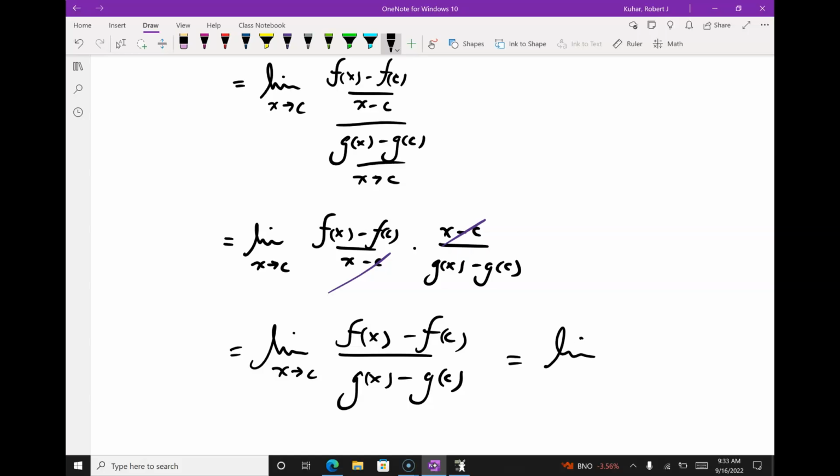So look what I get. I get the limit of f of x over g of x. That's it. That's the proof. I started with the limits of the derivatives, and then I ended up showing it's the same as the limit without the derivative.